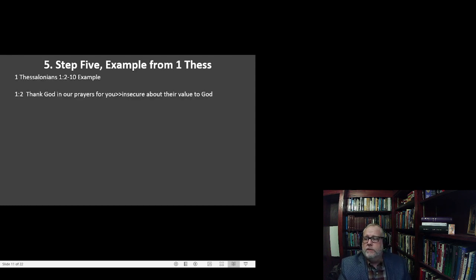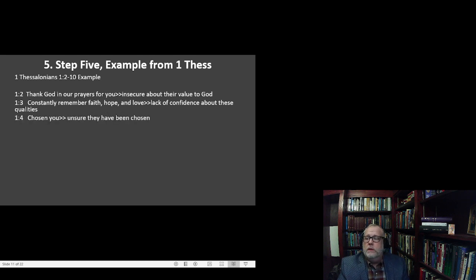Let's look at the example from 1 Thessalonians 1, 2 through 10. Thank God in our prayers for you. Maybe they're insecure about their value to God. If Paul is thanking God in his prayers for the Galatians and telling them this, maybe they need to know this because they're insecure. So you can backwards inference that. All right? Consistently remember your faith, hope, and love. Maybe they have a lack of confidence that they have these qualities.